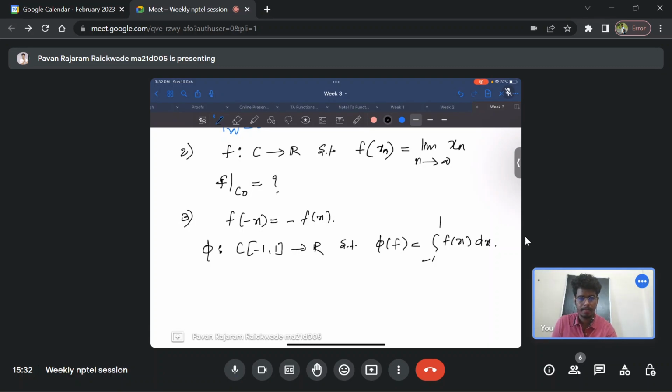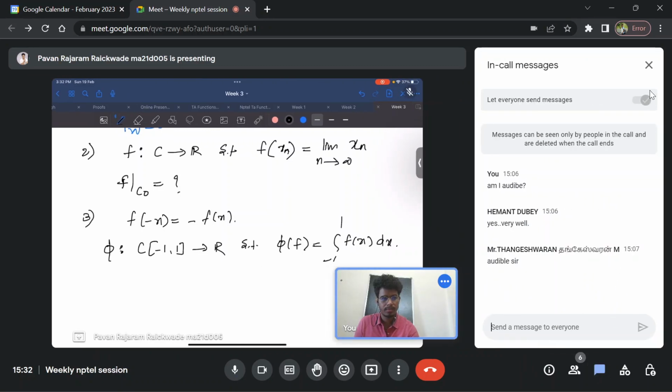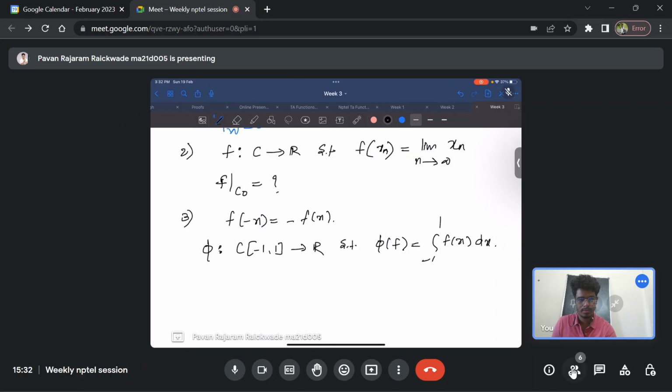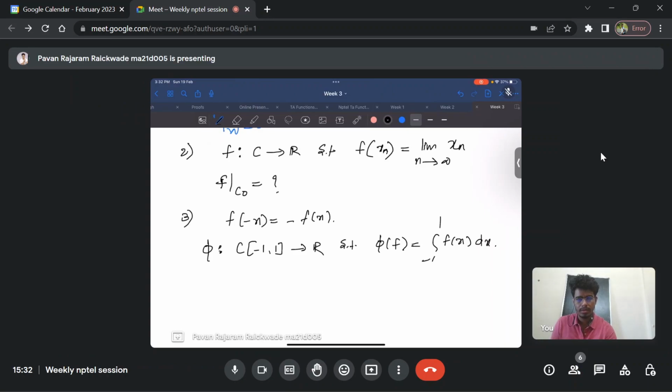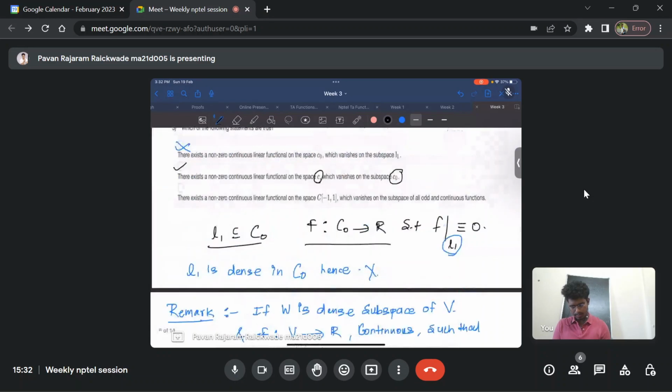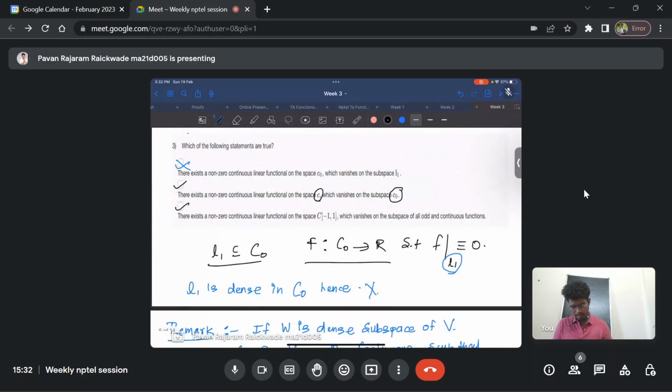So phi will be identically 0 on the space of all odd functions, right? That's what we want. There exists such a functional. This is question number three.